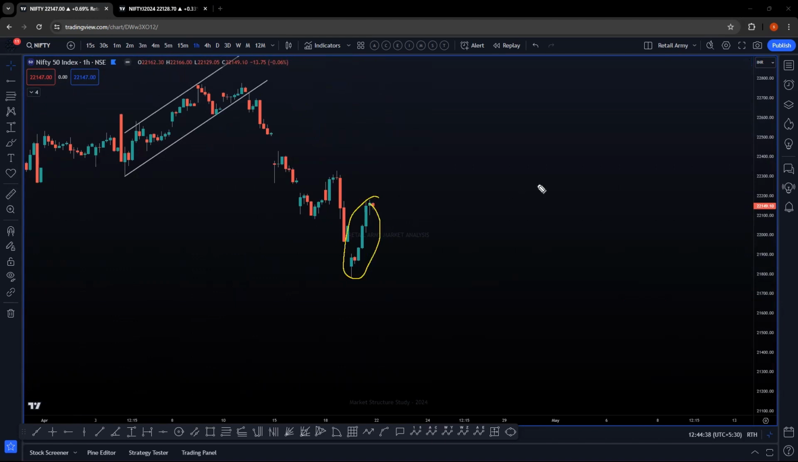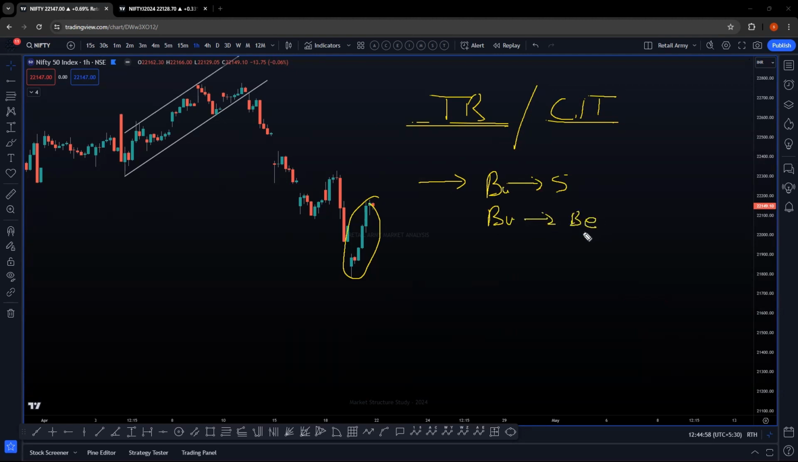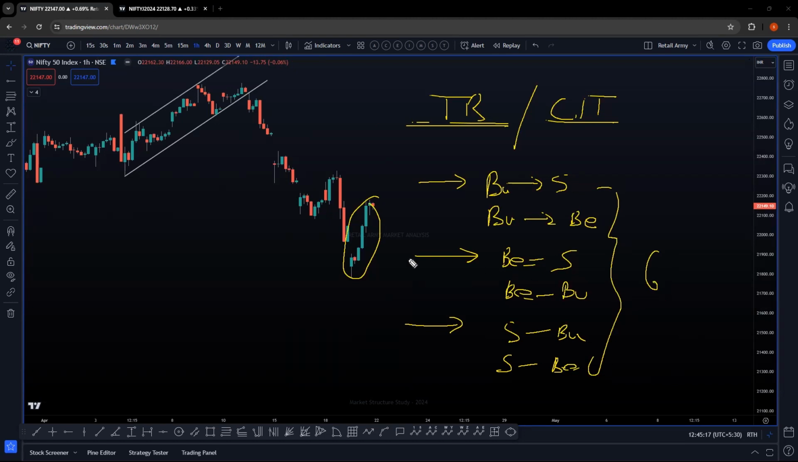So again, let me repeat again. Trend reversals are TR, or you can say CIT, change in trend, or whatever you want to call it. It can go from bullish trending to sideways, bullish to bearish. Okay, bullish to sideways or bullish to bearish, same thing. It can be bearish to sideways or bearish to bullish. Okay, then it can go sideways to bullish or it can go sideways to bearish. There are total 6 types. Okay, what people make mistake is they only look for bullish or bearish. Okay, change in trend can be 6 types.